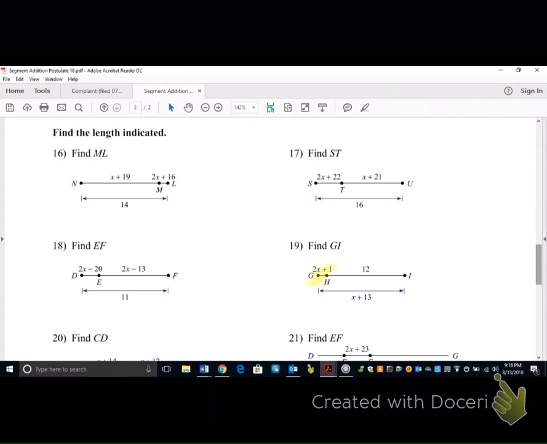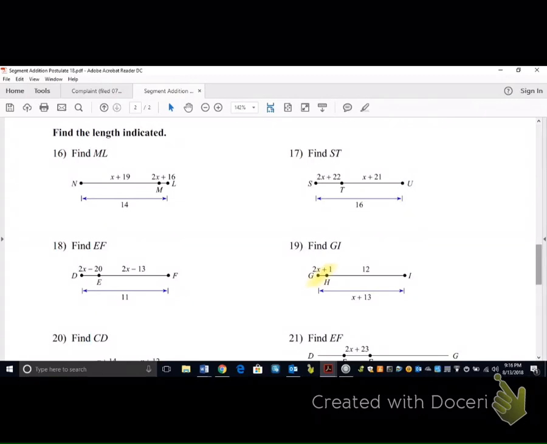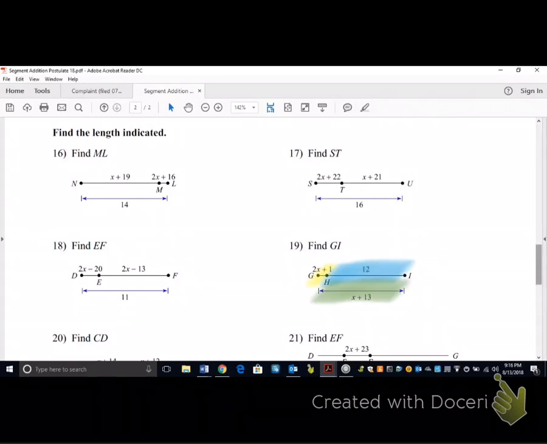Okay, next, 19. I'm going to do this again because some of you weren't really paying attention, so I want to go over this bit by bit. Step 1, color code. GH plus HI, or GI. Yellow and blue make green, the long one.